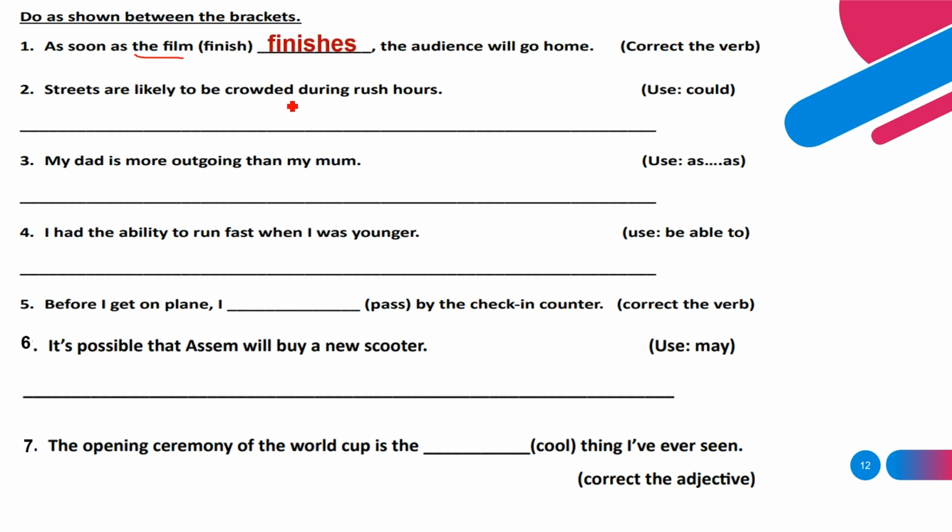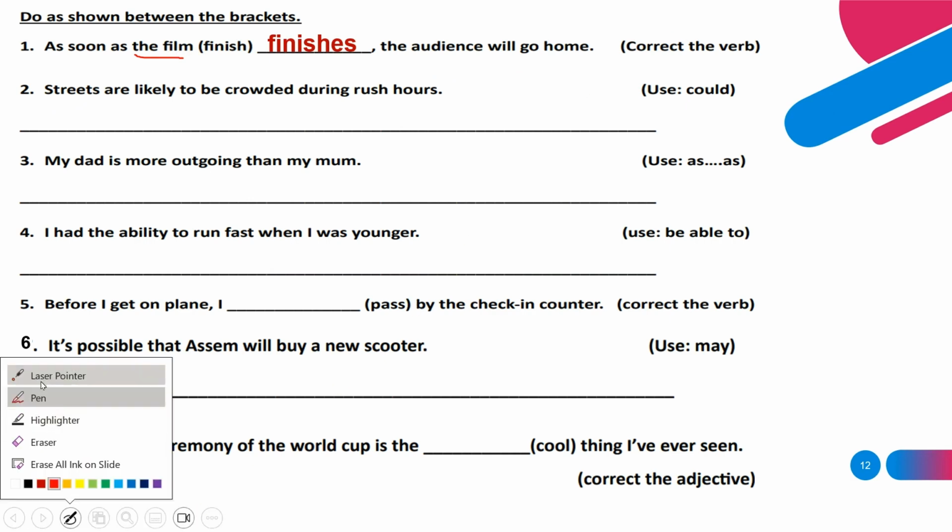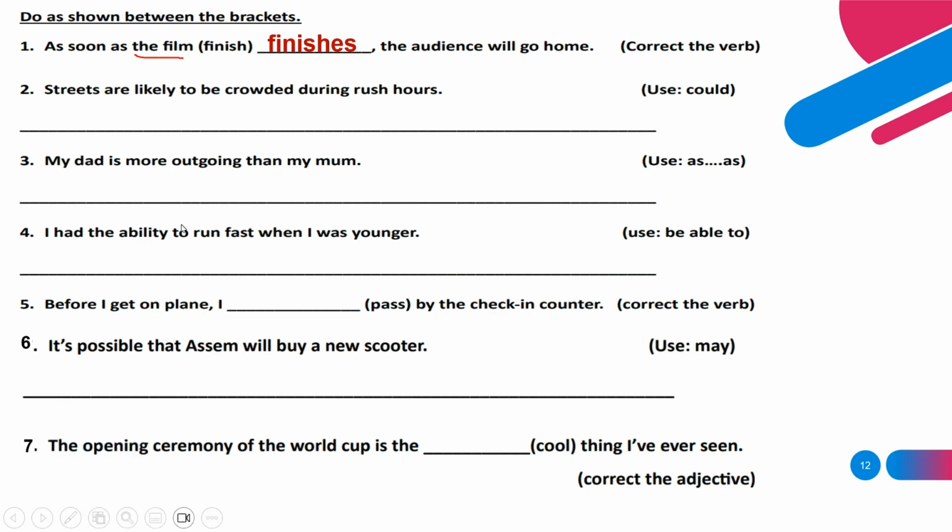Streets are likely to be crowded during rush hour. The answer should be with could. بهاي الحالة I need to delete are likely to وأحط محلها could. فبتصير streets could be crowded. لأنه are likely to و could تحمل نفس المعنى. فبالتالي إذا استخدم could راح أشيل are likely to.